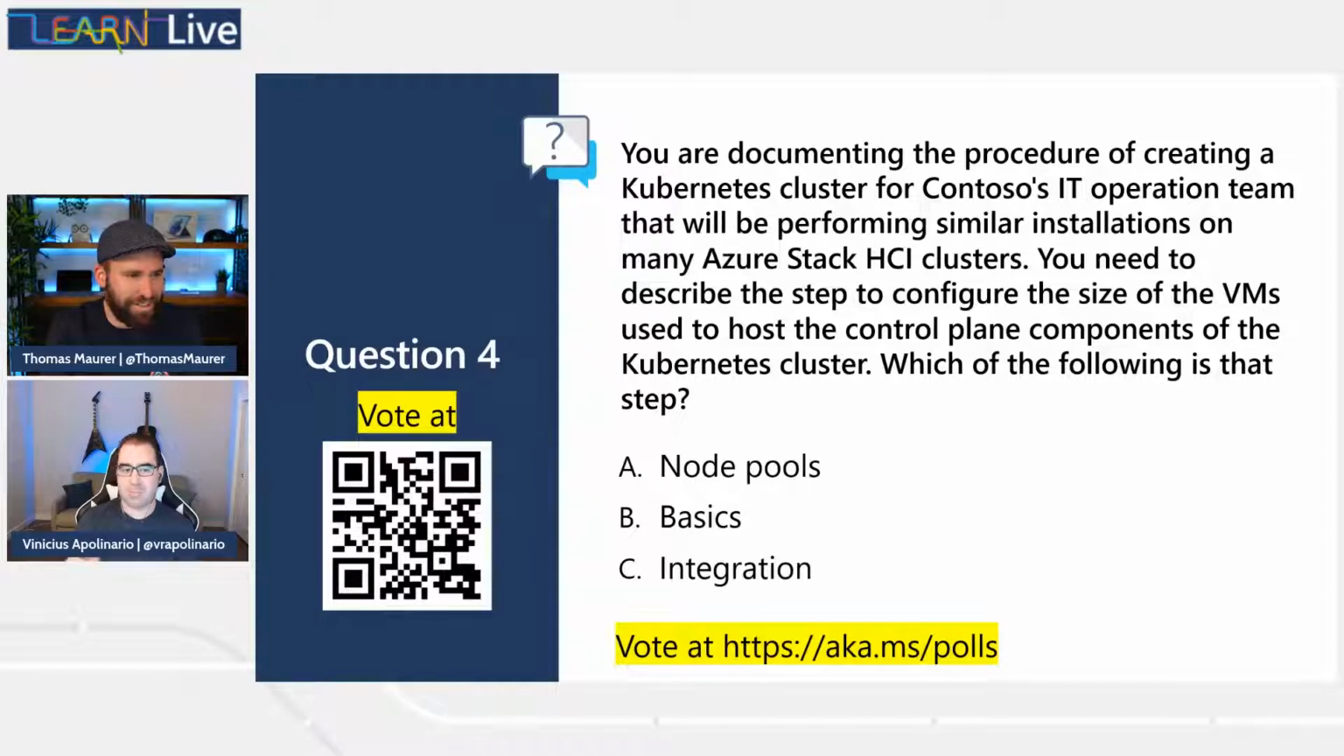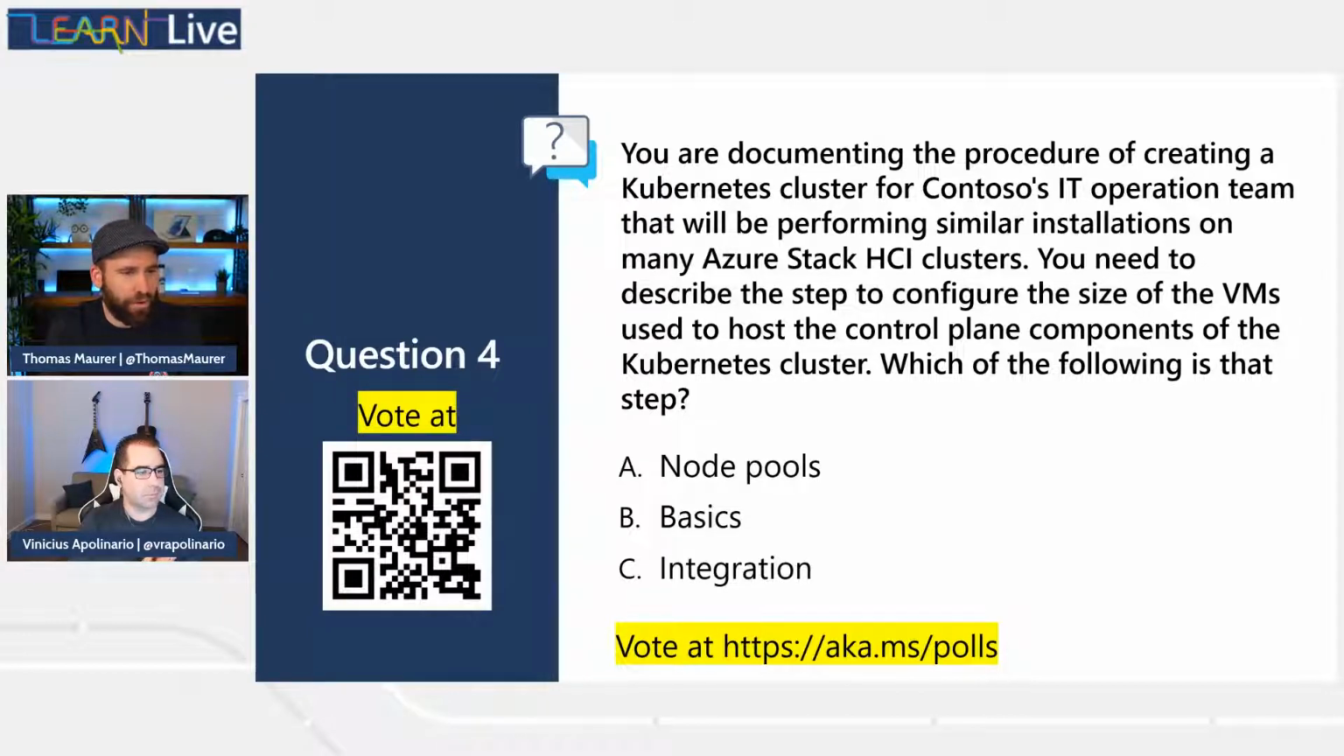So remember that we talked about the configuration, and then in the configuration in Windows Admin Center, there are multiple steps. What step is this one for configuring the size of the control plane? I'm going to give it a second so people can vote.